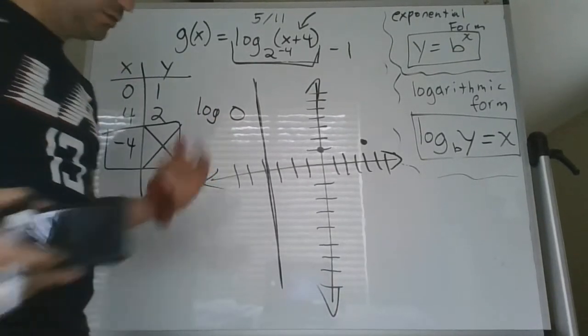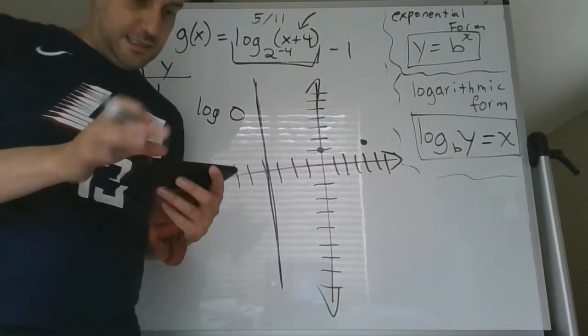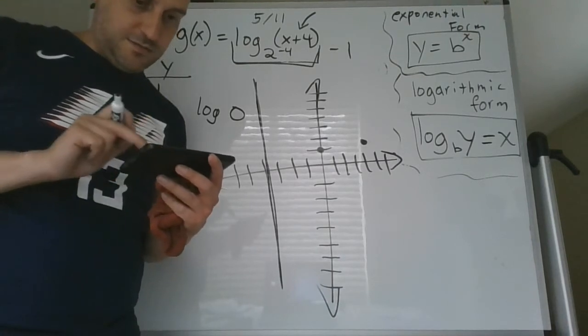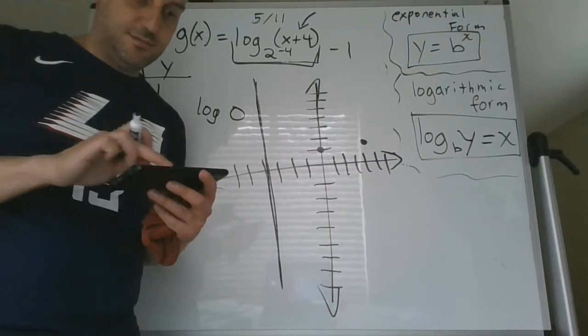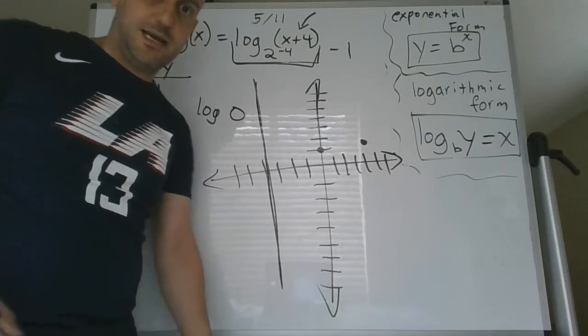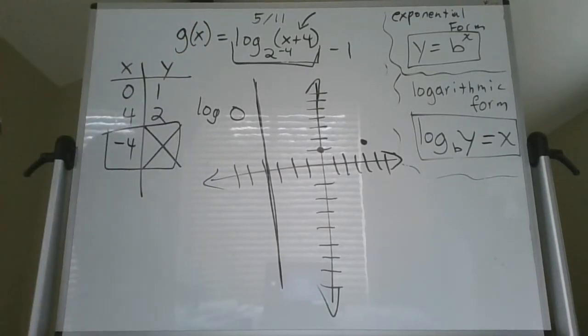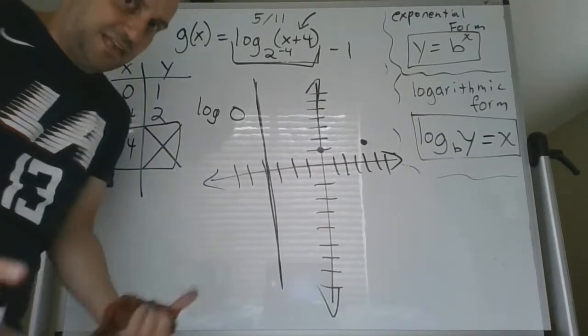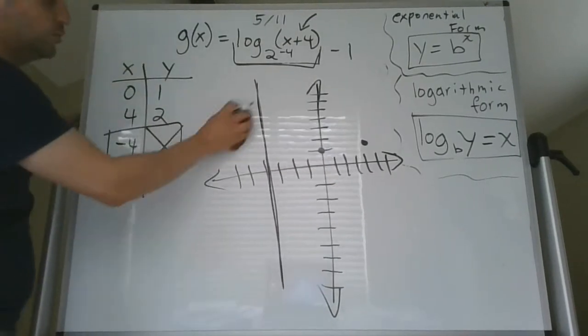Go to your calculator and do log of 0. Let's see what the calculator says. Log of 0. It won't give it to you. It might say domain error or something like that. You can't have a log of 0 because 10 to the power of nothing is equal to 0. We just found our asymptote.